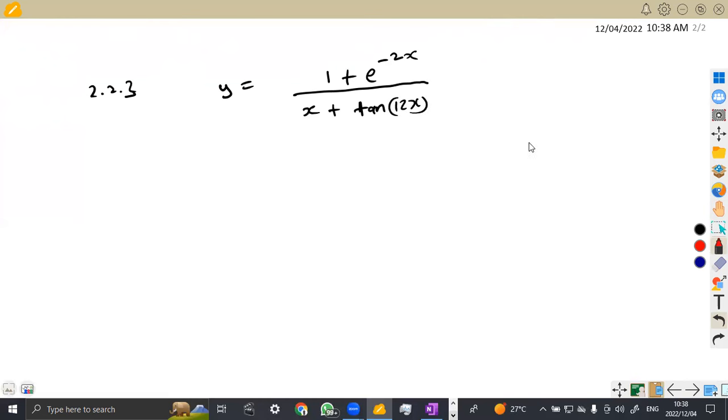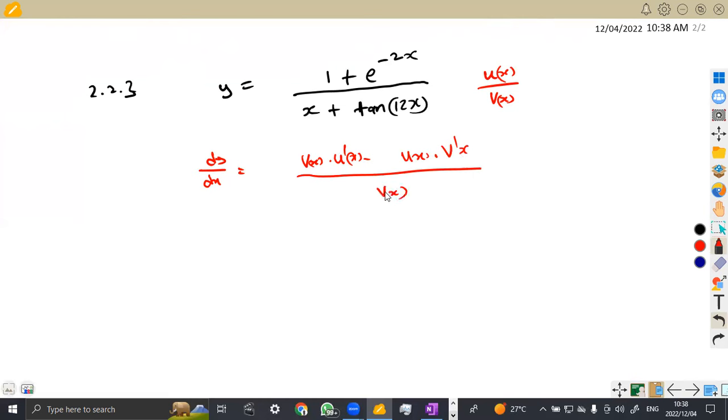All right, we are back again to u of x over v of x. We are back again to the quotient rule. So that means our dy dx was going to be v of x times the derivative of u of x minus u of x times the derivative of v of x, over v of x squared. We are still on that concept that we applied last time. All right, so let's see what you're going to have.